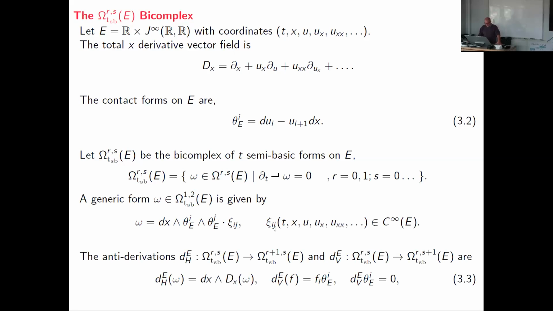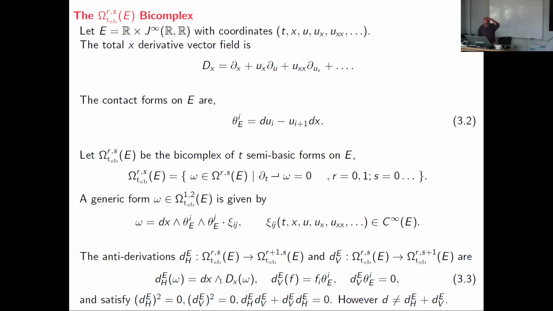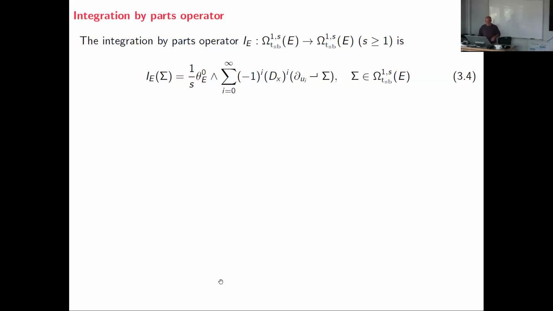And you still have the standard horizontal derivative. You've got the vertical derivative. Now the horizontal derivative, because I'm excluding T in all of this, on this parameterized jet space is just the ordinary dx. And they satisfy all the standard conditions. So I'm really glad you asked that question, Joseph.